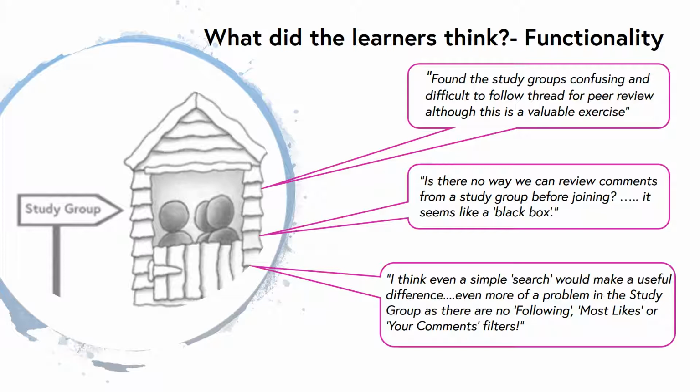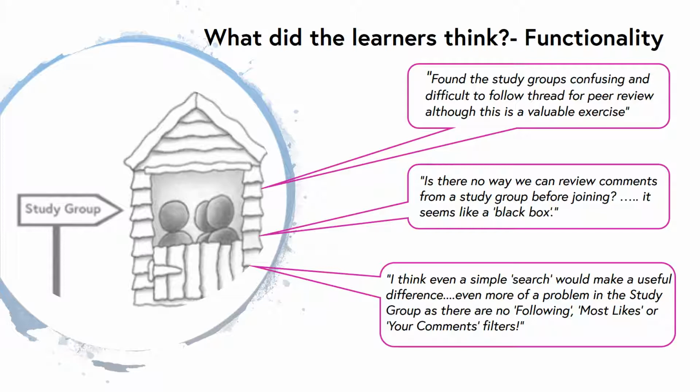They also felt that they wanted to be able to view the group's discussion before they committed to joining it, rather than randomly being allocated to one that wasn't very active. In the study groups, it's also not possible currently to filter the comments, so the feeling was that it made it hard to find learners that they wanted to network with.